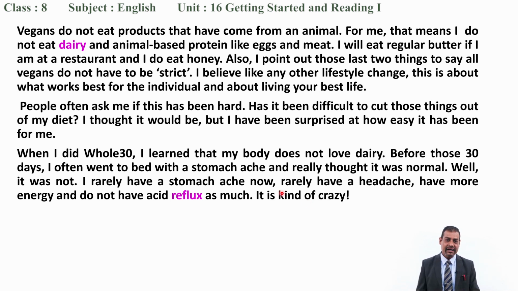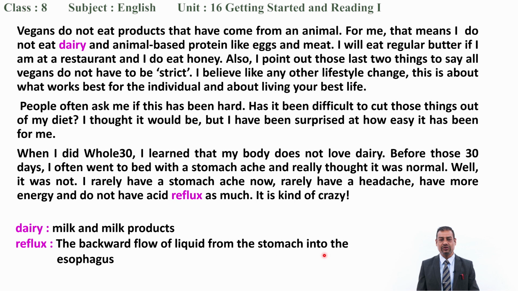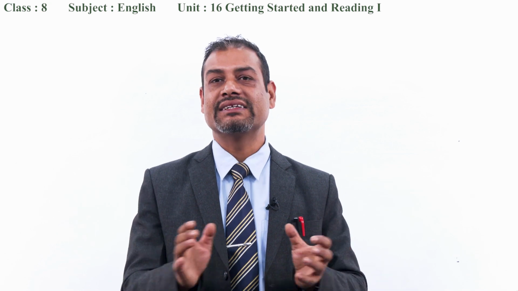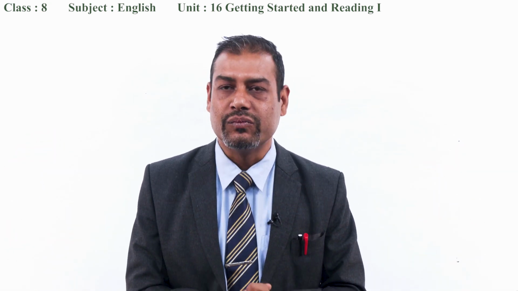Okay. Now here you can find dairy. So it's very simple for you. Milk and milk products. Now next one is reflux, which I have already told you. It means the backward flow of liquid from the stomach into the esophagus. We have a kind of organ here, and if that liquid goes back from the stomach to that pipe up towards the throat, that is reflux. Okay. So have you got it? Good. I hope at the same time you are writing the words and their meanings in your notebook.